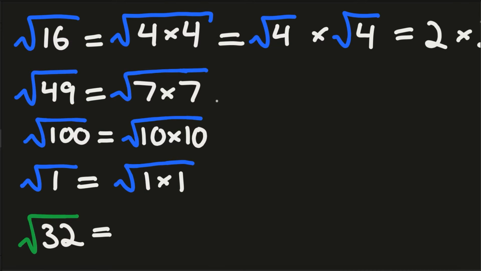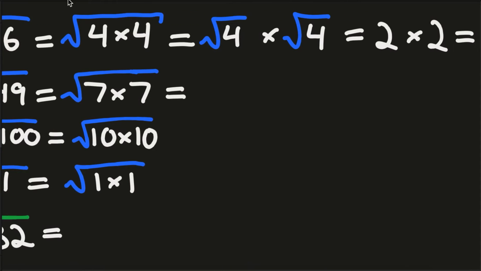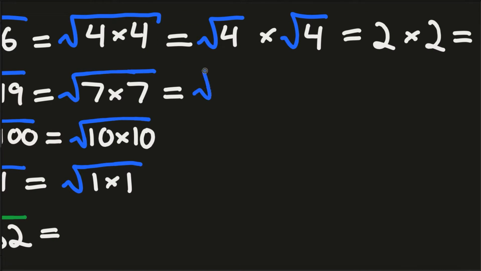Using a similar process, we can rewrite each problem this way. We know that 7 times 7 is still 49. We know that 10 times 10 is still 100, and we know that 1 times 1 is still 1. So let's go ahead and break down the square root of 7 times 7 into two square roots. So we would have the square root of 7 times the square root of 7.